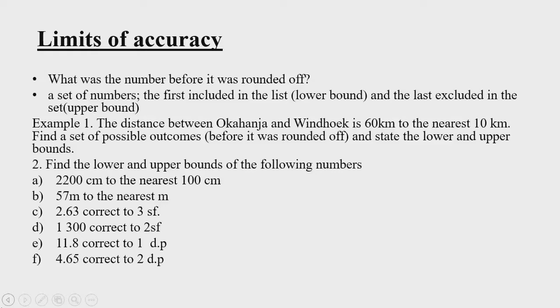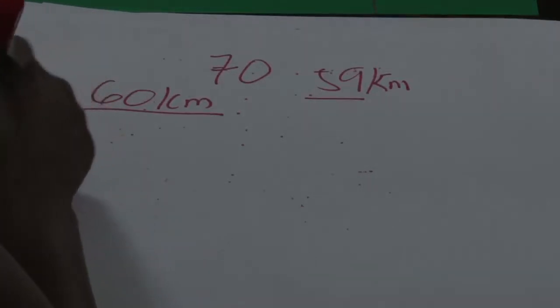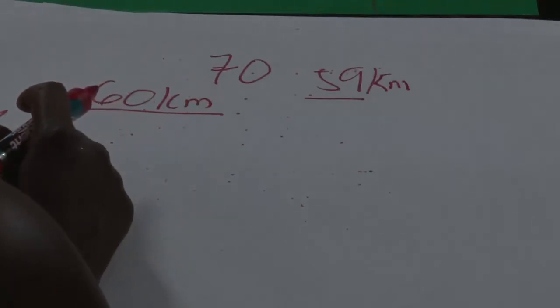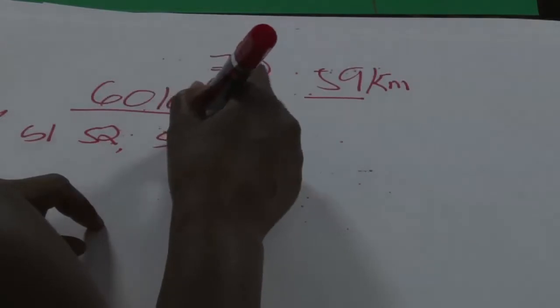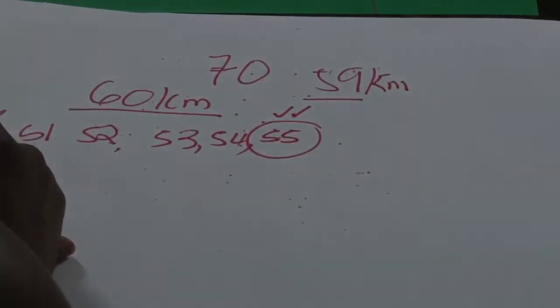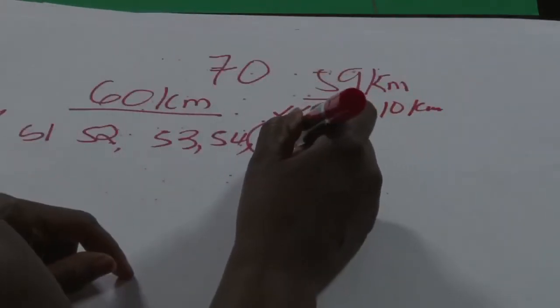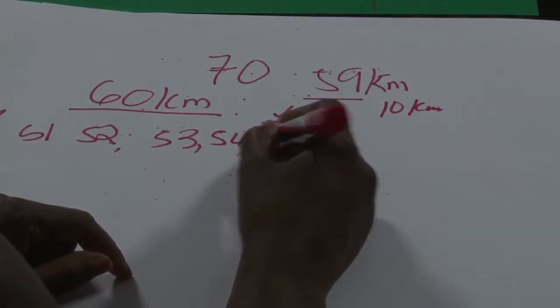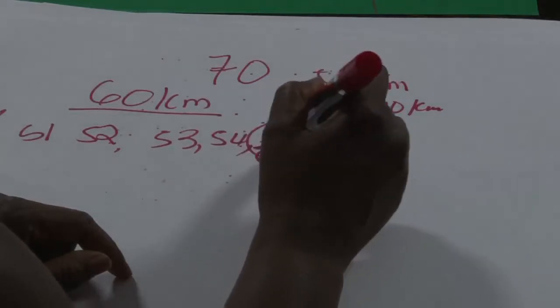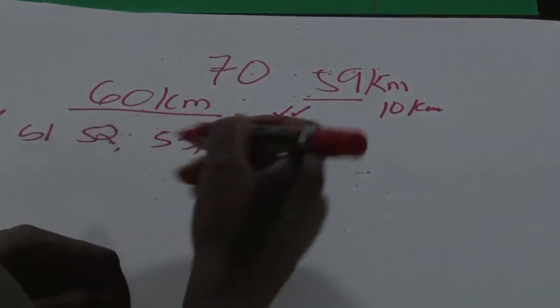That is, what was the number before it was rounded off, and state the lower and the upper bounds. Now, if you are talking about 60 kilometers in limits, which number was it before it became 60? If you take maybe 50, will 50 round to 60? Not at all. If you take 51, will 51 round to 60? No. How about 52? Not at all. 53? Not at all. 54? Not at all. 55? Can 55 round to 60? Of course, yes. Because it is said to the nearest 10 kilometers. If you're rounding to the nearest 10, the 5 is the unit and this is the 10. We are rounding off 5, and 5 rounds up, so the 5 becomes 6. But if you look at 4, 4 cannot round up, so it remains 50. If you round it off, it's not 60.